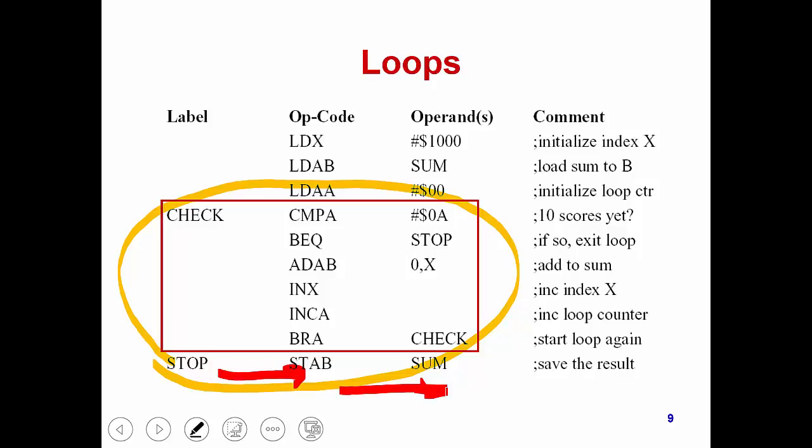Because we don't know what's the address for SUM, but we can simply use SUM. That's what I showed. That's why we prefer to use labels. Okay, like this.